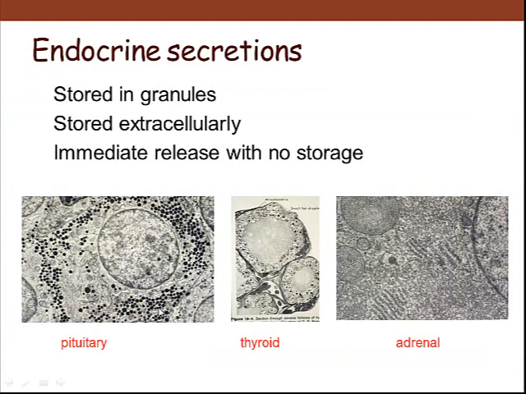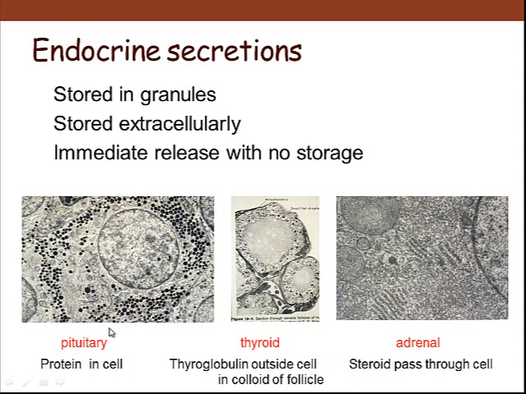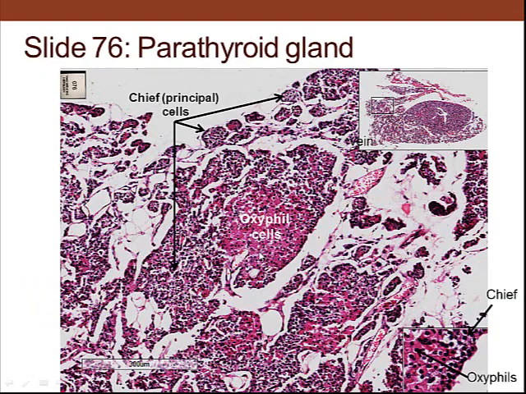You've got the pituitary gland, which has granules. You've got the thyroid, which stores the secretions in the colloid outside the cell. So this is inside the cell, outside the cell. And you get the adrenal. In the adrenal, you have all the smooth endoplasmic reticulum, tubular type cristae in the mitochondria. There's a nucleus over here, and there's no storage at all. So either granules, extracellular, or no storage at all. As soon as it's released, it is secreted. And so protein in this case, thyroglobulin outside the follicle, and steroids pass right through the membrane.